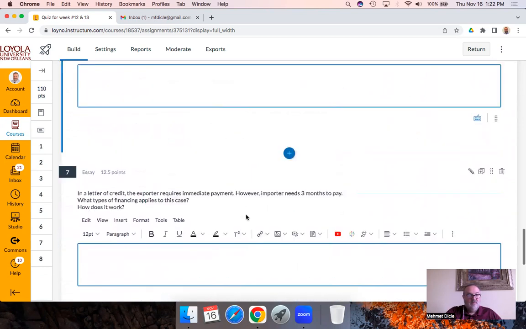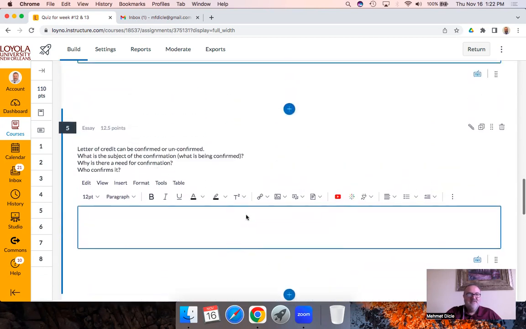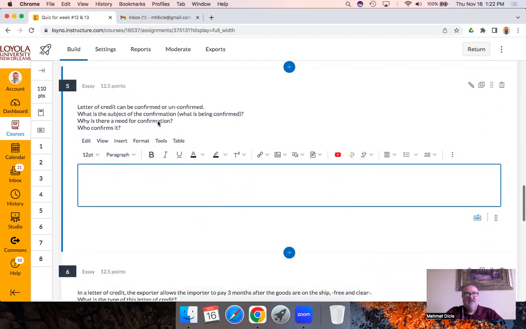So we have 4 more questions. Okay. So number 5, letter of credit can be confirmed or unconfirmed. What is the subject of the confirmation? What is being confirmed? Why is there a need for confirmation, and who confirms it? So this is a rather easy question. And we answered this in our lectures: the letter of credit is confirmed for payment. And a third bank will add a payment confirmation on behalf of the importer.